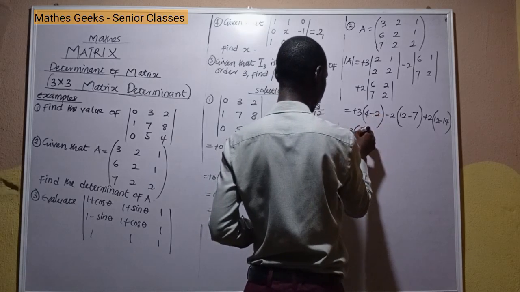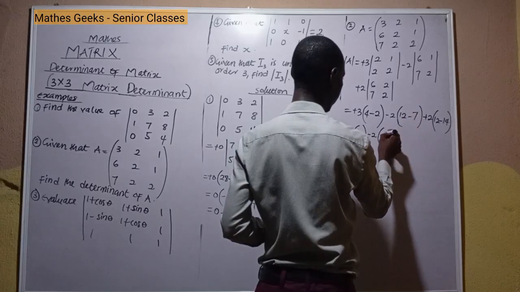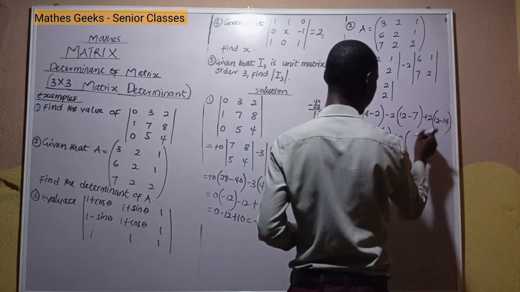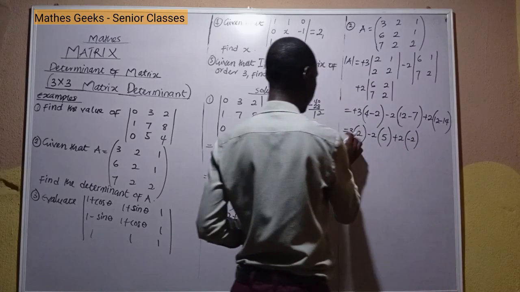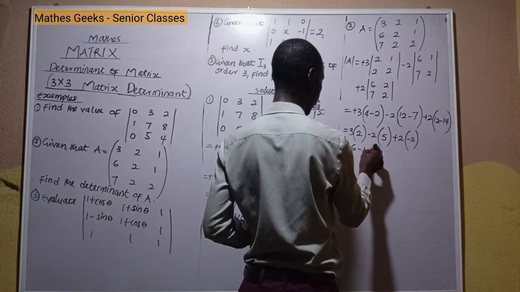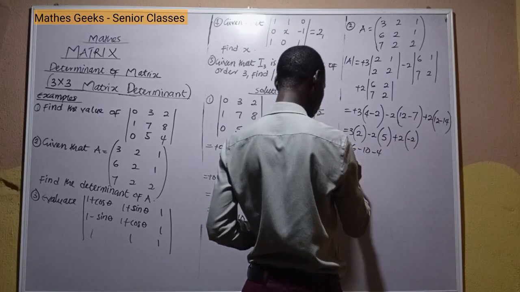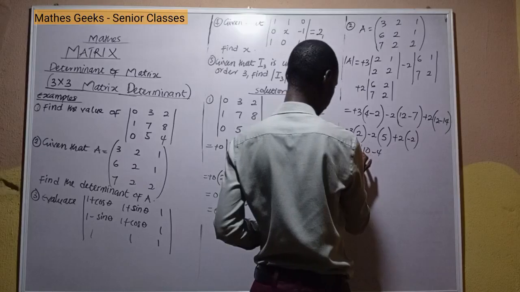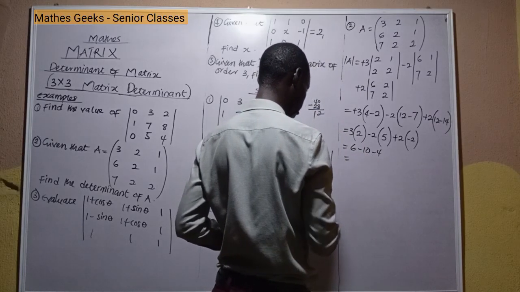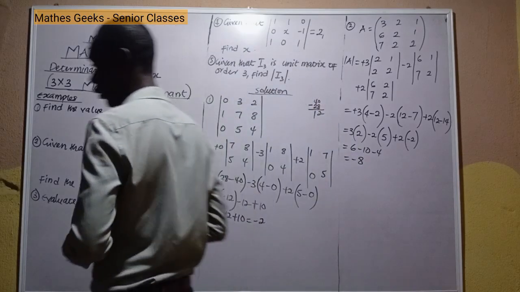4 minus 2 is 2, minus 2. 12 minus 7 is 5, plus 2. 12 minus 14, minus 2. 3 times 2 is 6. Minus 2 times 5 is minus 10. Plus 2 times minus 2 is minus 4. 6 minus 10 is minus 4. Minus 4 minus 4 is minus 8. That's the determinant.